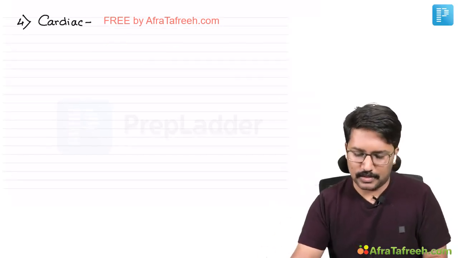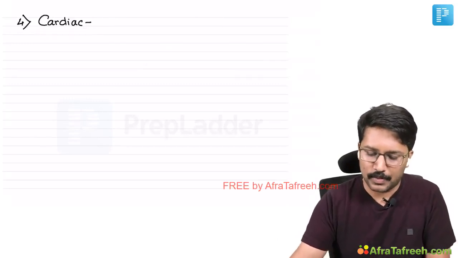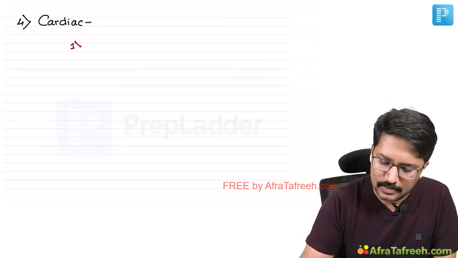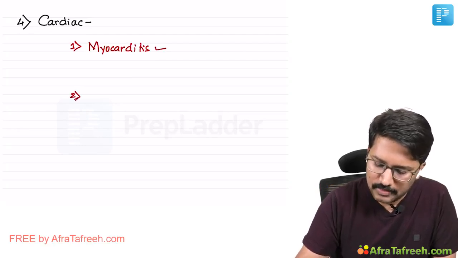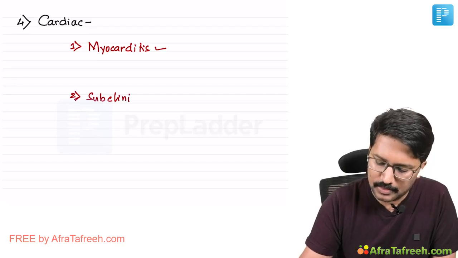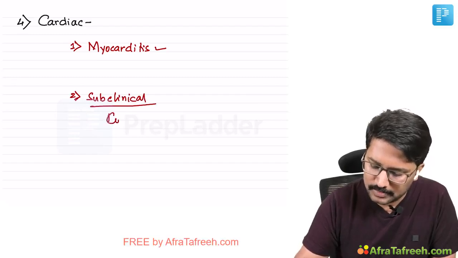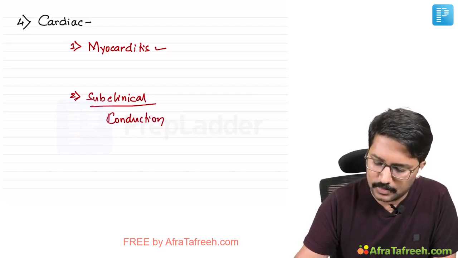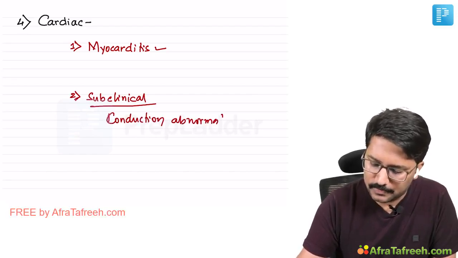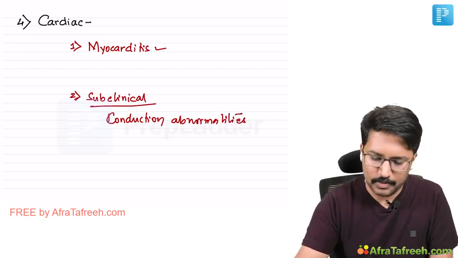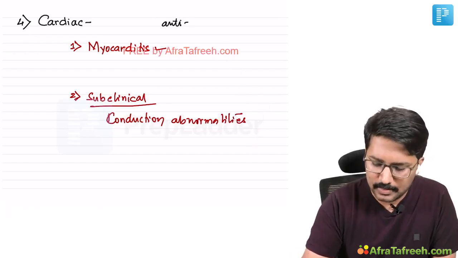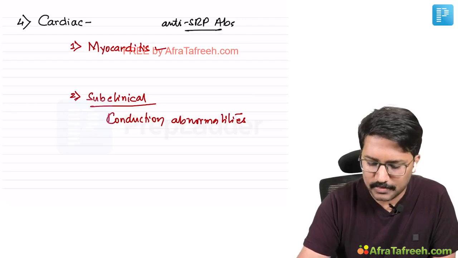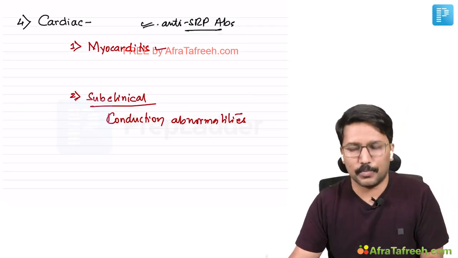Now let us move to the next organ that is involved, that is cardiac involvement. We can see the patient presenting with myocarditis. Though cardiac involvement overall is rare, myocarditis is known to occur. And the second thing, you might see subclinical cardiac involvement, mainly in the form of conduction abnormalities. Anyway, both are quite rare. From the exams perspective, I want you to remember presence of anti-SRP antibodies correlates with the cardiac involvement. So I hope that is clear.